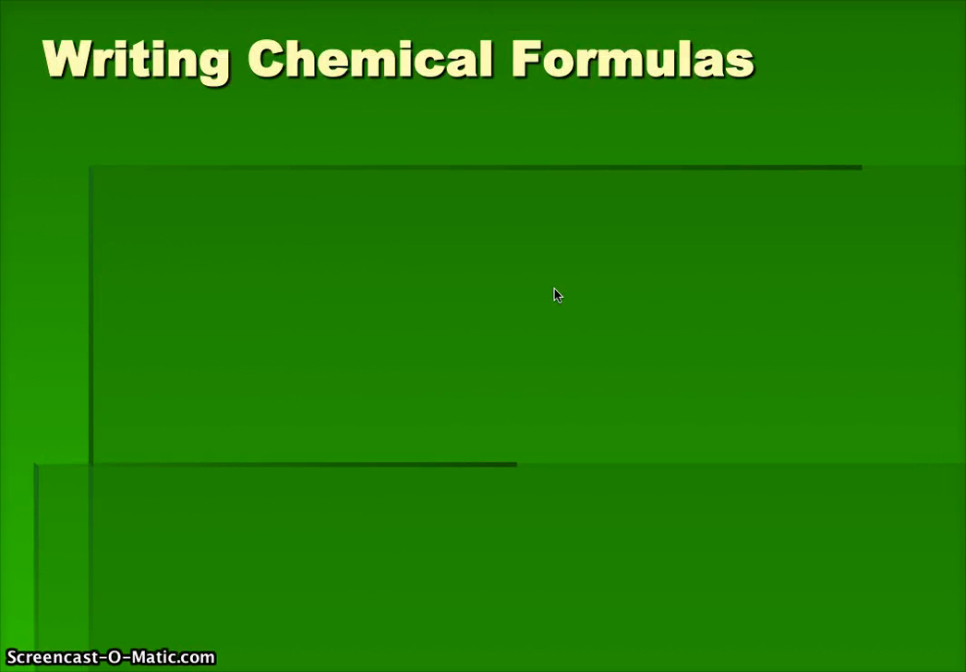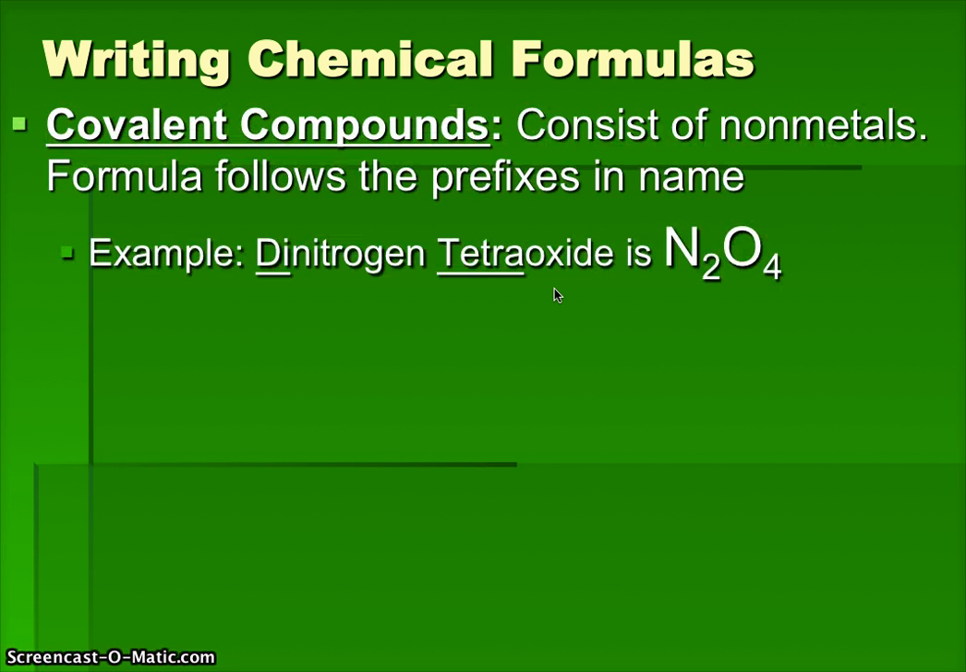When we write chemical formulas, we first need to distinguish which type of molecules we are working with. Once this is established, there are two distinct rules for writing the formulas of the molecule. Covalent compounds are fairly straightforward. They consist of nonmetals, and the formula follows the prefixes in the name. For example, here we have dinitrogen tetraoxide, 2 nitrogens and 4 oxygens.